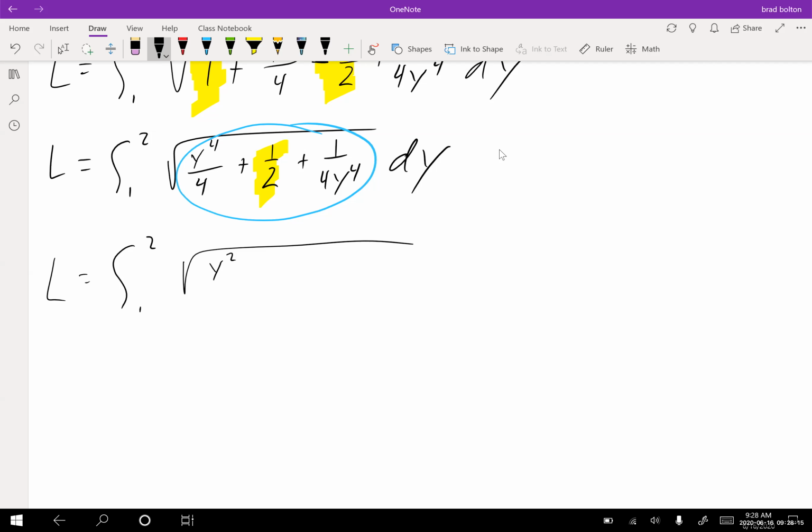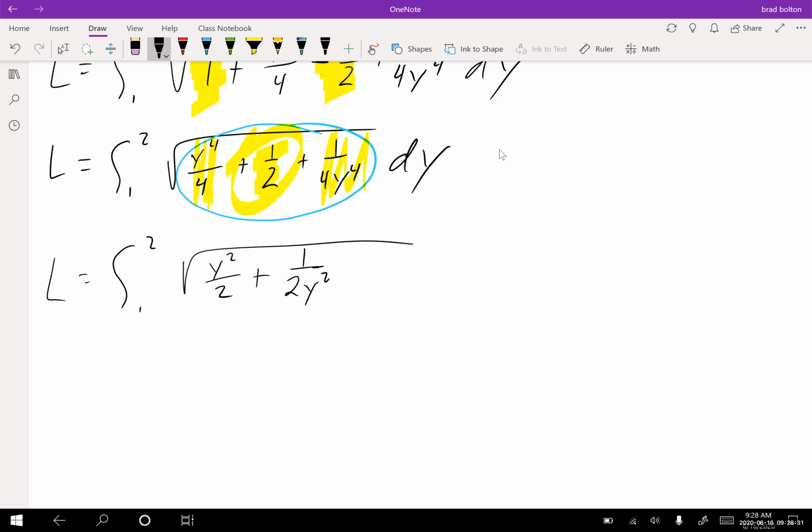So in order for a perfect square to be factorable, you square root the front and you square root the back, and you see if you would be able to build the middle. Okay, so let's see. So this will be y squared over 2 plus 1 over 2y squared.